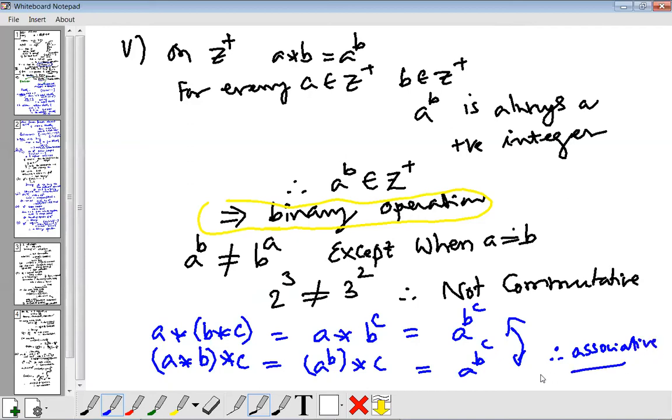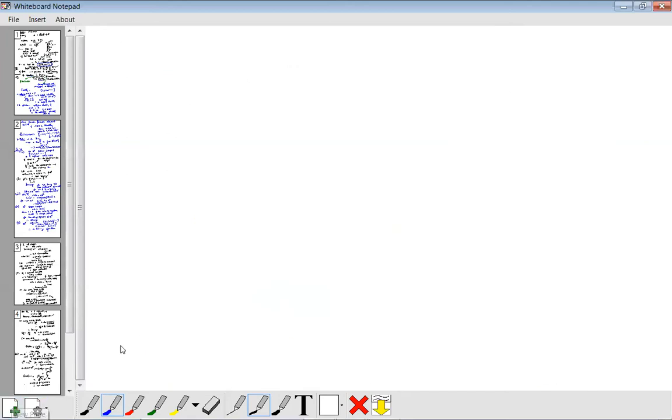Okay. So last question, the sixth one. It is on R minus 1, that means all real numbers except minus 1. This is how they write it. That means minus 1 is not included for the values. So A star B is defined as A divided by B plus 1.